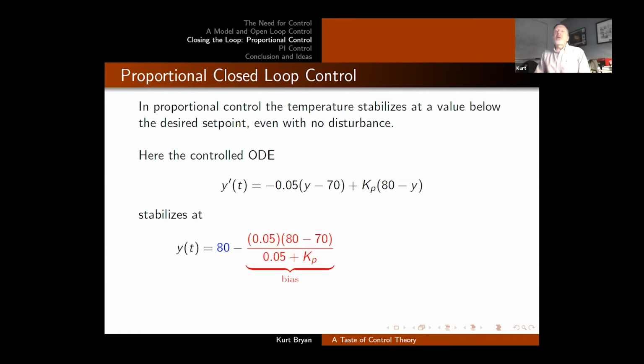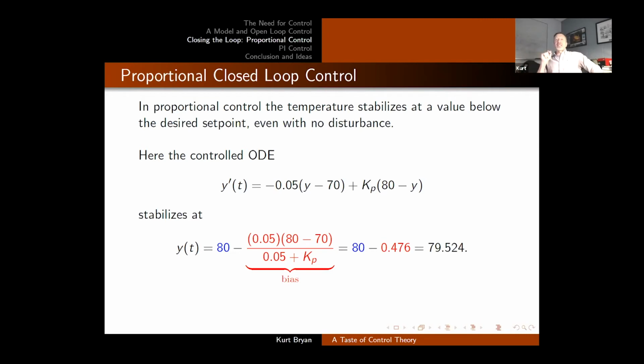Well, you work it out, and you can work out that in this case, the steady state solution is 80, the desired set point, as it's called, minus this term here in red that's a bias that is not 0 unless K sub P is, well, arbitrarily large. In this case, when you fill in K sub P equals 1, as I did for that particular example, you'll find that the thing stabilizes at 79.5 degrees, and that's not what we want.